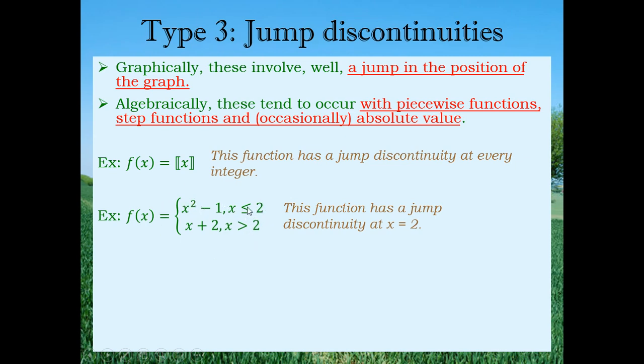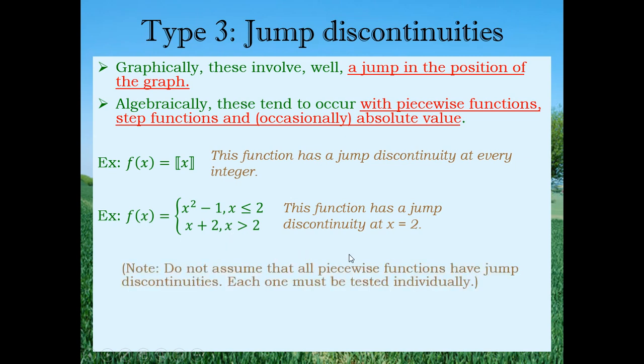But the limit here is, for the first equation, the left-hand limit is going to be 3, but the right-hand limit, as we approach from the right-hand side, is going to be 4. So it has two different limits at x equals 2. The function is going to be 3, but the left-hand limit is 3, the right-hand limit is 4. Therefore, it's a jump discontinuity.